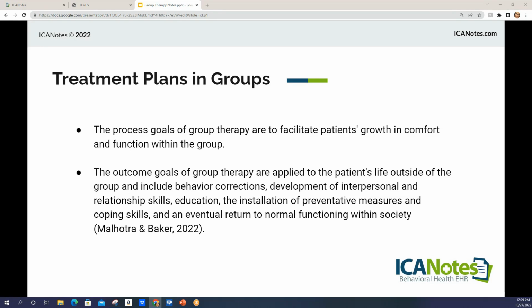So we've gone over what we need to have as far as our description for the whole group, the leader interventions of what you did, individual descriptions of how they did in the group, and then also linking the treatment plan into the note.